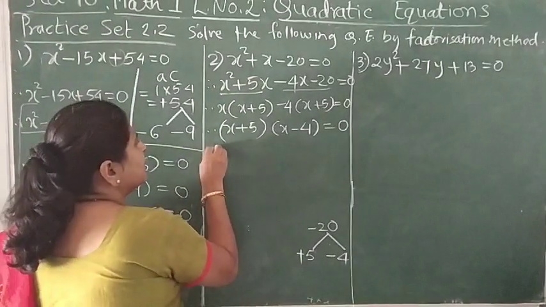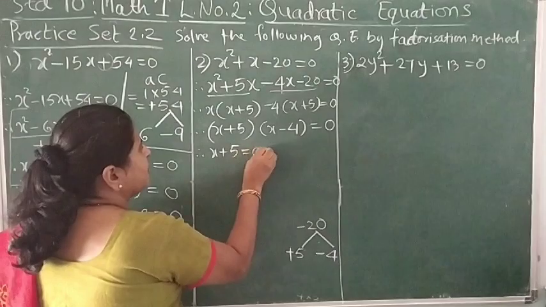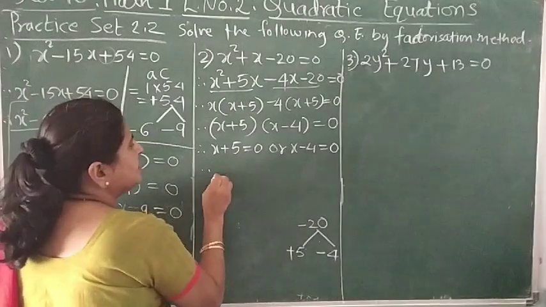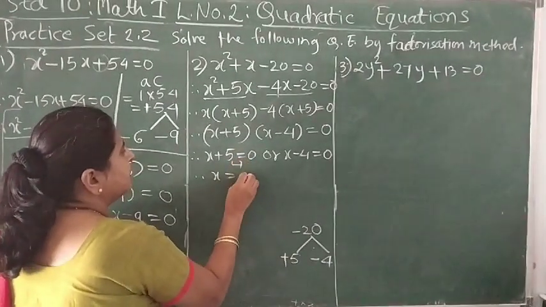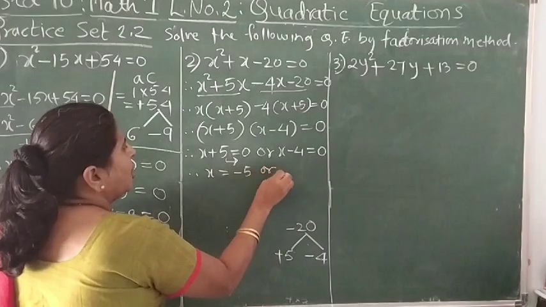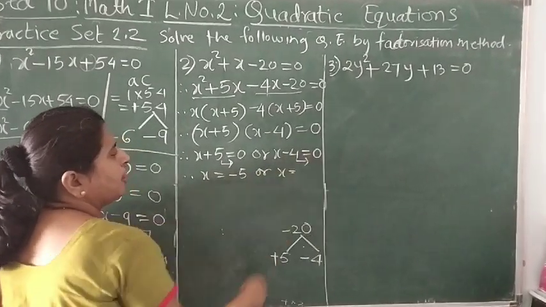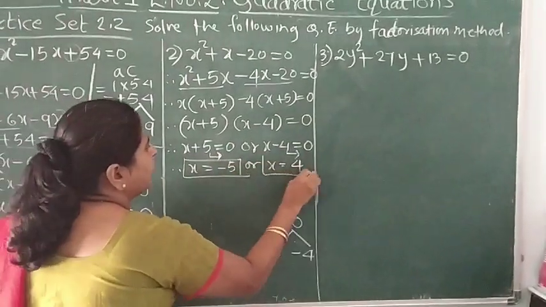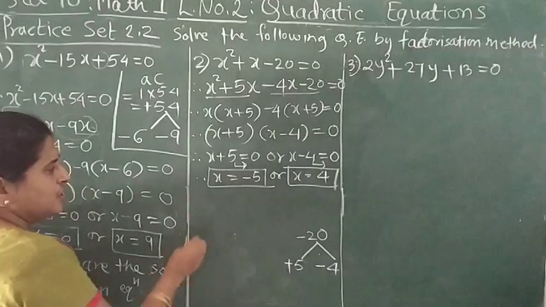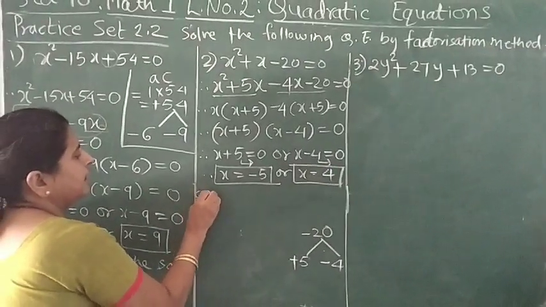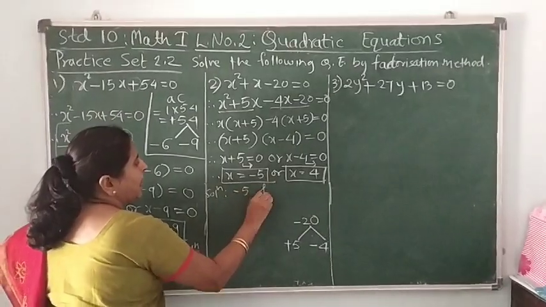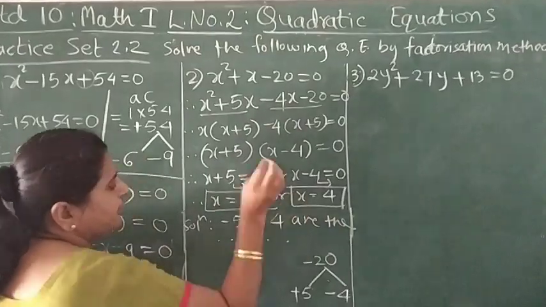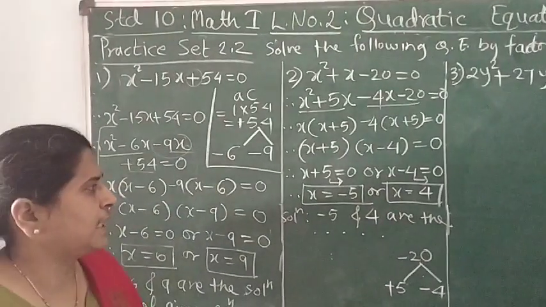Now product of these two is 0. Therefore, either x plus 5 is equal to 0 or x minus 4 is equal to 0. And if this is 0, then x is going to be, plus 5 will go on the other side, it will become minus 5, or x is equal to minus 4 on going to the other side is plus 4. As on the right side we have 0, it has no impact on this transpose. So your answer will be: minus 5 and 4 are the solutions of the given quadratic equation. You have to write like this.